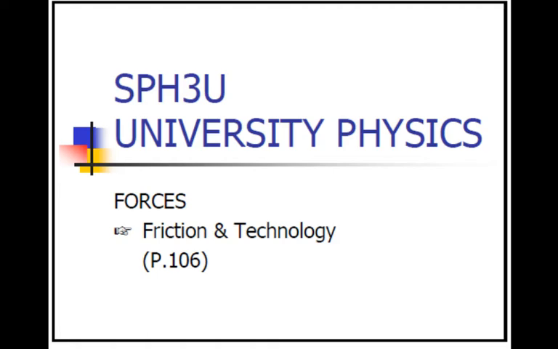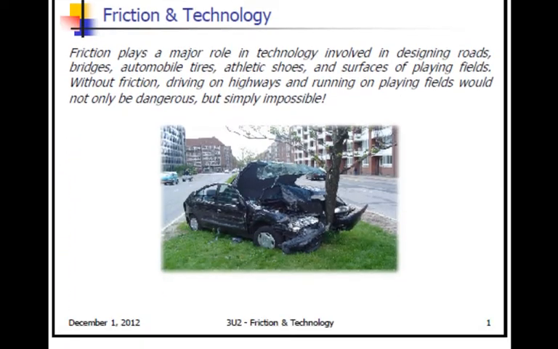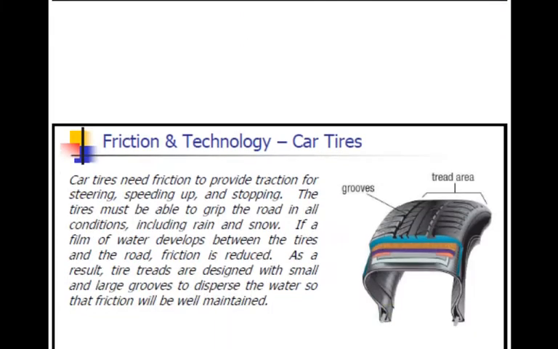So here's our last lecture in Unit 2. It's called Friction and Technology. So friction plays a major role in technology involving designing roads, bridges, automobile tires, athletic shoes, and surfaces of playing fields. Without friction, driving on highways and running on playing fields would not only be dangerous, but simply impossible.